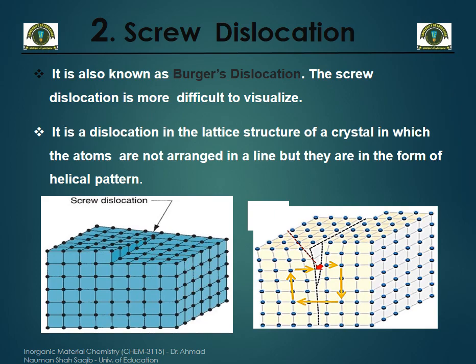As I already told, the screw dislocation is like the DNA structure. As DNA structure is helical or in a spiral form, similarly screw dislocation has a helical pattern or a spiral form.